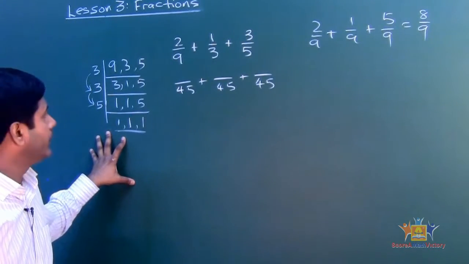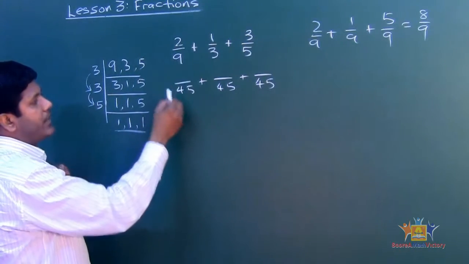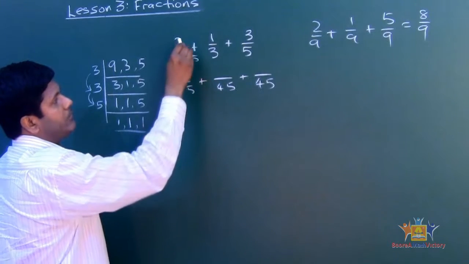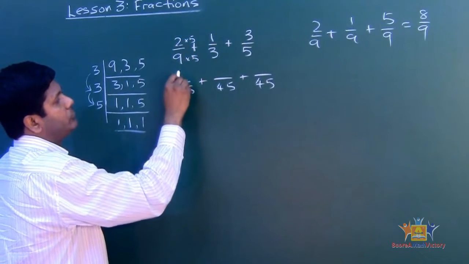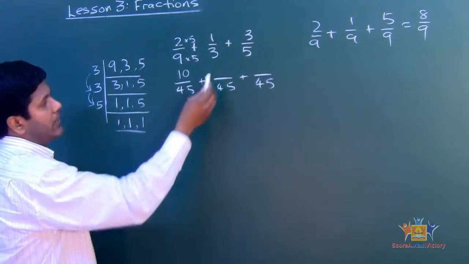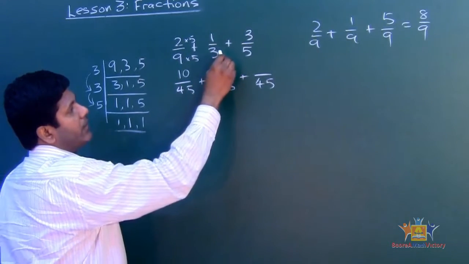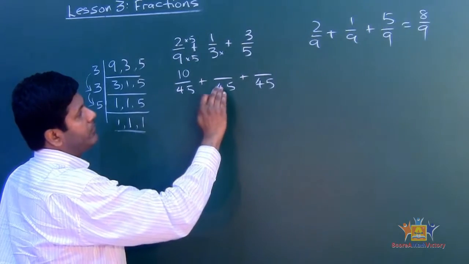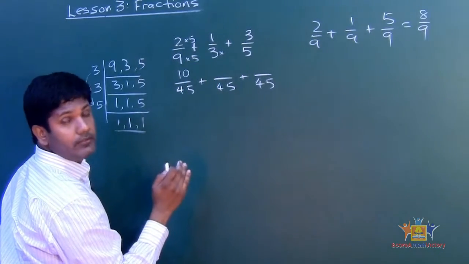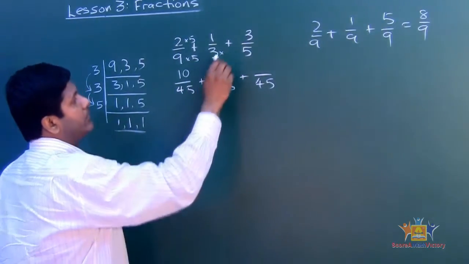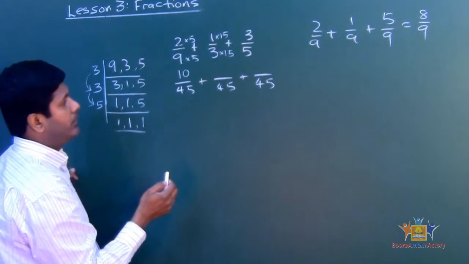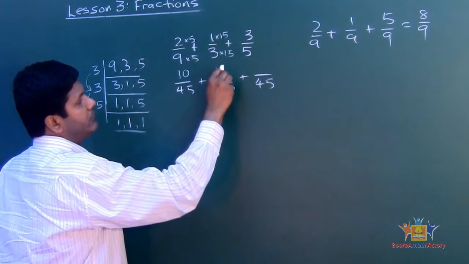So, how do I get from 9 to 45? I multiply this by 5. That means I'm going to multiply this also by 5, which is 2 times 5 is 10. How do I get 3 to 45? I multiply this by 15. How do I know that? Or you can even take 45 divided by 3 is 15. So that means I also have to multiply this by 15. So 1 times 15 is 15.